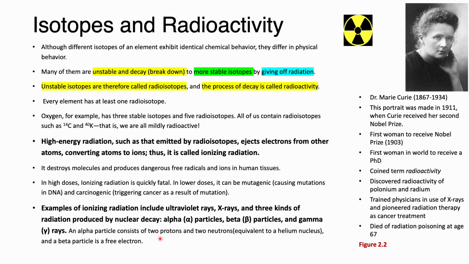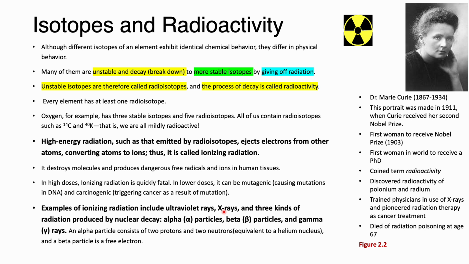An alpha particle consists of 2 protons and 2 neutrons. And a beta particle is a free electron. So why is this important? Because in high doses, ionizing radiation is quickly fatal. But in lower doses, it can be mutagenic. What does that mean? It can cause mutations in DNA. It can also be carcinogenic, which means it can trigger cancer because of those mutations. This is an example of why X-rays are contraindicated during pregnancy. This is also why we need to limit the exposure to X-rays.